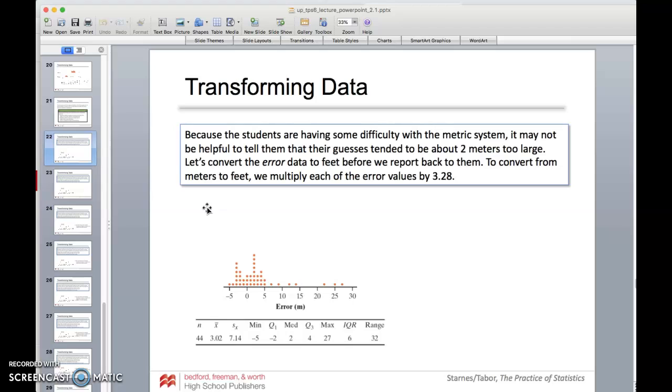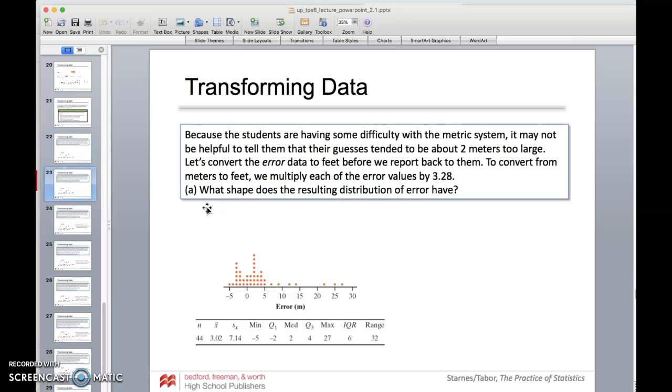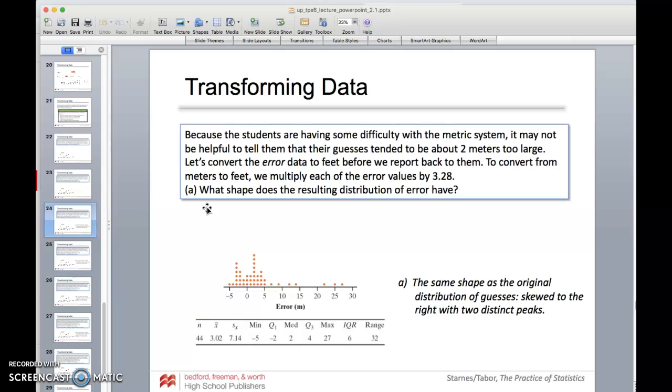With the same data that we had before, because the students are having some difficulty having just been introduced to the metric system, it may not be helpful to tell them their guesses tended to be about 2 meters too large. So we're going to convert that error data back to feet, so it's a little more familiar to them. To convert meters to feet, there's 3.28 feet per meter. So we're going to take all those errors and multiply them by 3.28. The shape is going to stay skewed right, with two distinct peaks.